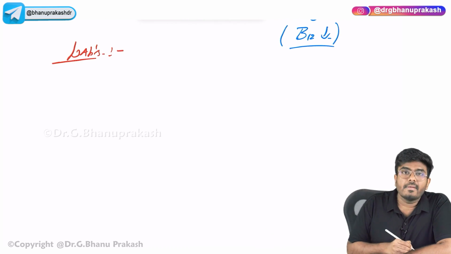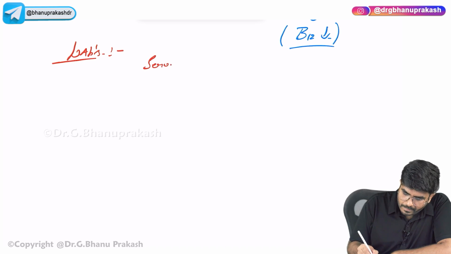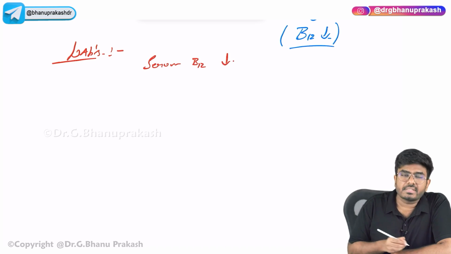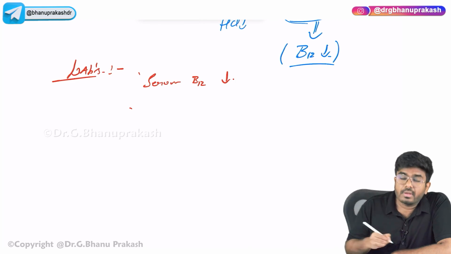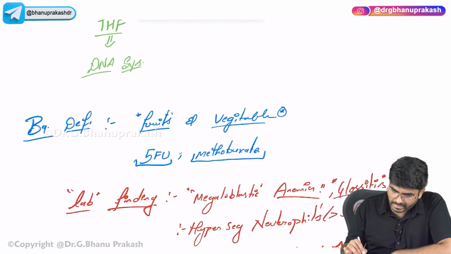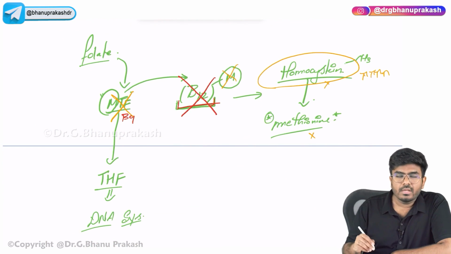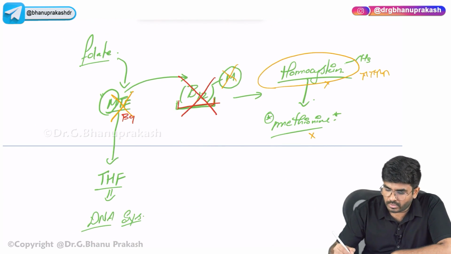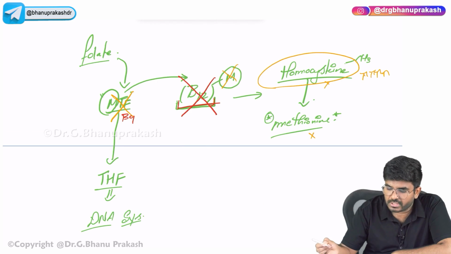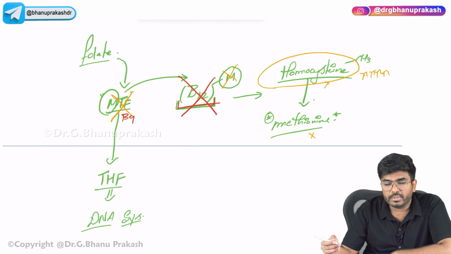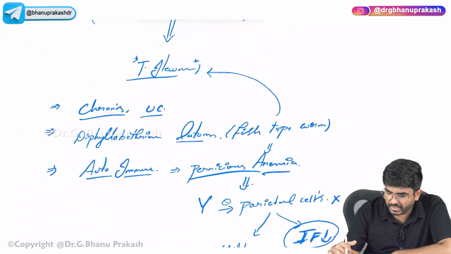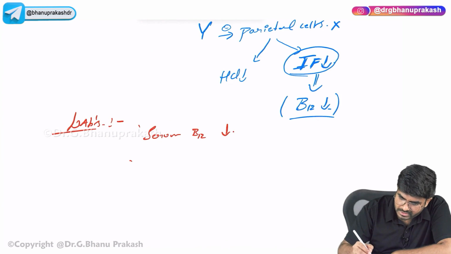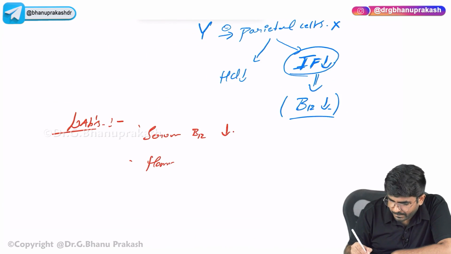What are the labs? Serum B12 levels are going to decrease. That's one thing. What about the homocysteine levels? See, vitamin B12 is not there. I have explained to you, if vitamin B12 is not there, no one is giving the methyl group to the homocysteine. So homocysteine is not getting converted into methionine. So what happens to the homocysteine levels? The homocysteine levels are elevated. Even in B12 deficiency, homocysteine levels are elevated.